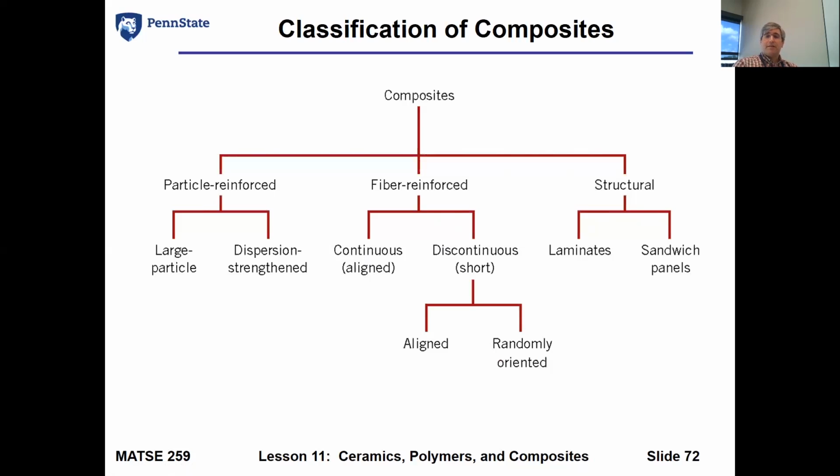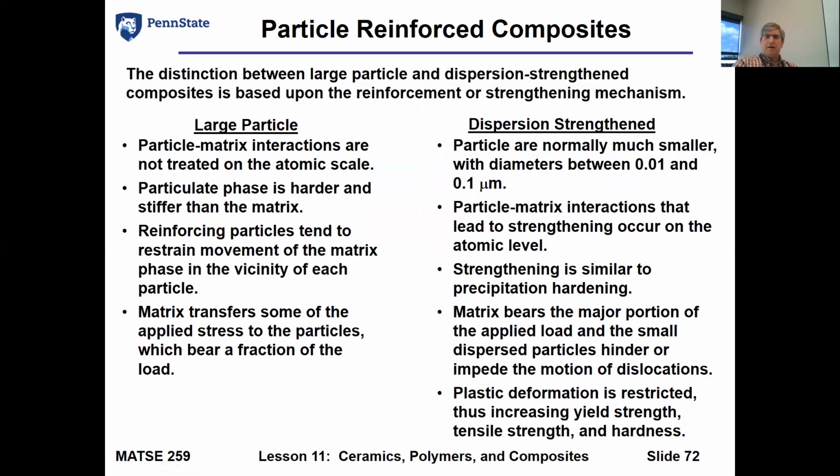And then when we start getting into structural composites, these can be laminates. Plywood is a great example of a laminate type structural composite, or what we will see as sandwich panels. And so what we'll see is that there's a design component as well as a materials component to structural composites. So as we work our way through, let's get into particle reinforced composites. There's a distinction between them.